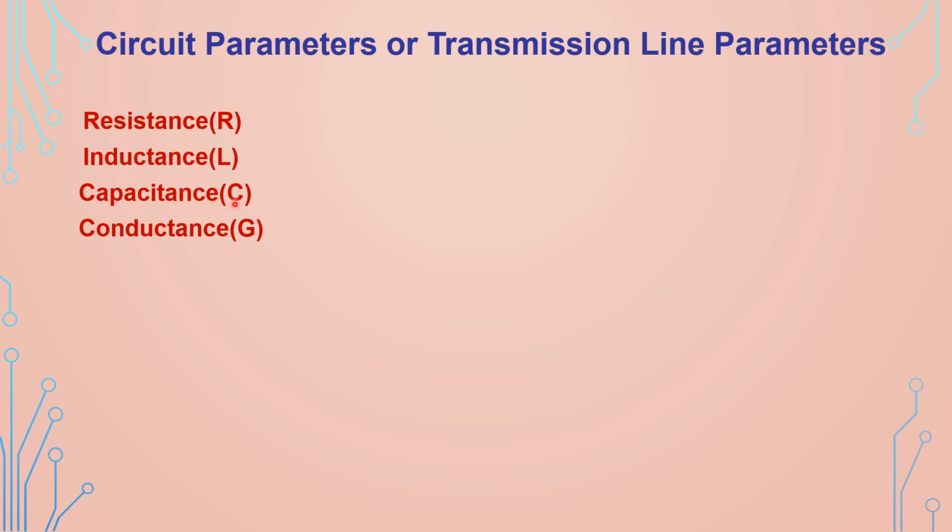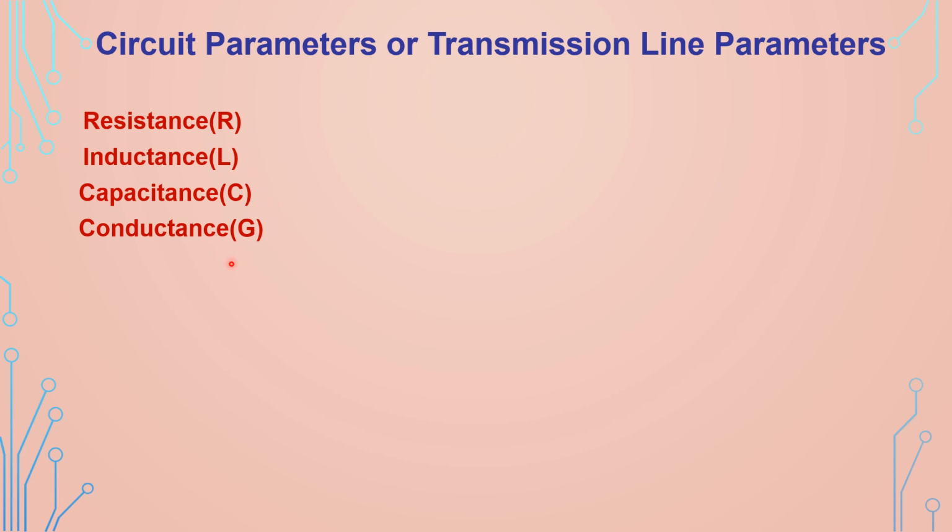Third one is capacitance. What is the effect of capacitance here? As I told you, in the open wire line and parallel wire line, since the two conductors are separated by an insulating dielectric, definitely there will be a capacitance effect. The capacitance will be distributed along the conductor length. So there is an effect of capacitance.